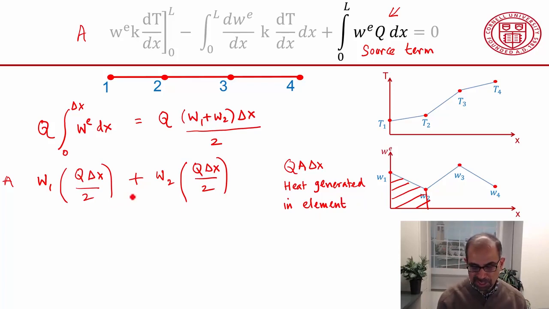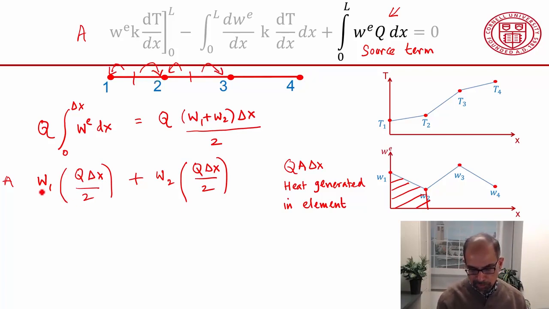So this is interesting, right? When you integrate that term, you can interpret that as half of the heat generated being assigned to this and half of it assigned to this. So if I divide this into 2, half of this heat generated gets assigned here and half of it gets assigned here. And similarly for element 2, half of this will get assigned here and half of this will get assigned here.